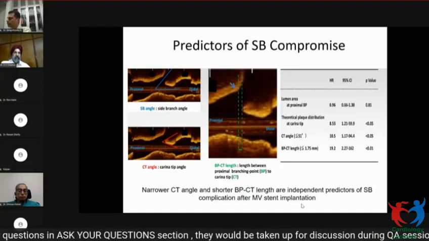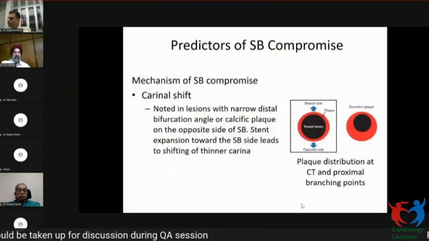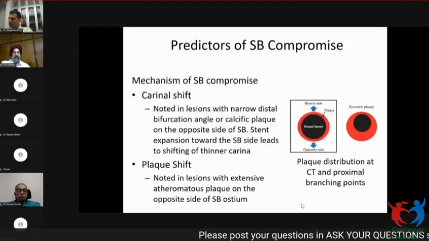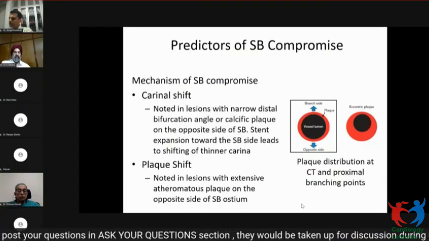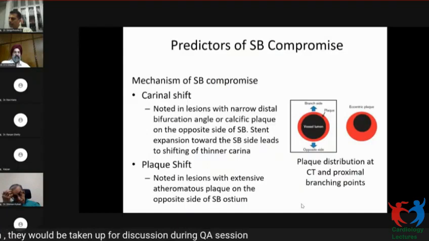The side branch compromise, as I told you, can be because of the coronal shift, or it can be because of the plaque shift, and either of these two can be predicted by adopting imaging. So you have to be well prepared, and if the imaging tells you that there are chances that your side branch is going to get compromised, you must take steps in advance.